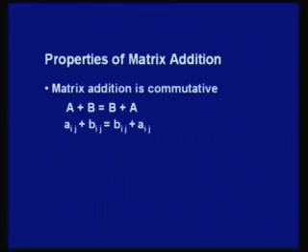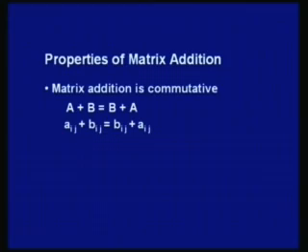Next is the properties of matrix addition. We say that the matrix addition is commutative. That means, when B is added to A, we get the same result when A is added to B. That means, the order is not important. Whether you add B to A or you add A to B, the result is the same.